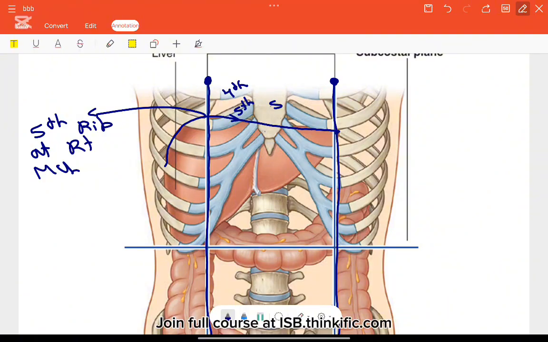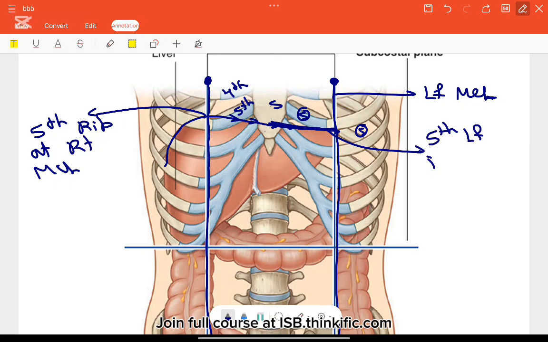But then the liver begins to slope downwards, such that the left lobe of the liver is contained at a lower level. So that's the fifth left rib, and that's the fifth left intercostal space, such that at the left mid-clavicular line, the upper border of the left lobe of the liver is located at the fifth left intercostal space. So this is about the upper border of the liver.